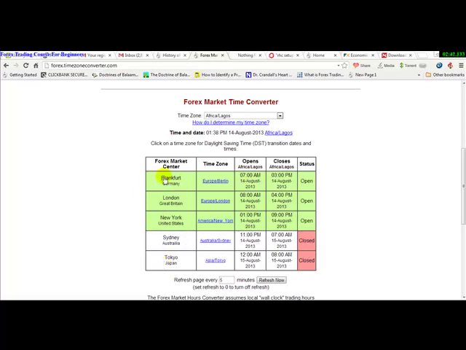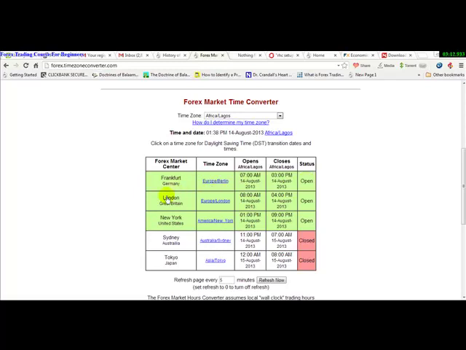Now, under the Forex Market Center for Frankfurt, Germany, the time zone is Europe, Berlin, while the opening time, Lagos time, is 7 a.m. It opens at 7 a.m. and will close at 3 p.m. So currently the status is that it's open because the time is not yet up to 3 p.m. It's just about 20 minutes to 2 at the time of recording this.